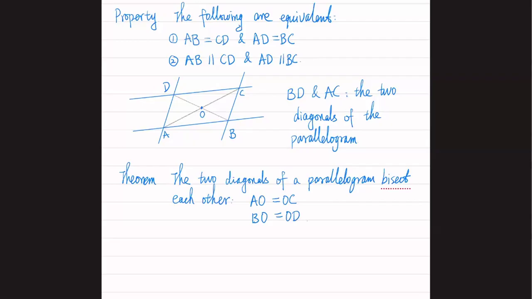Okay, let's think about how we justify this. Why must these two have equal length? Why must these two have equal length? What theorem would we apply?